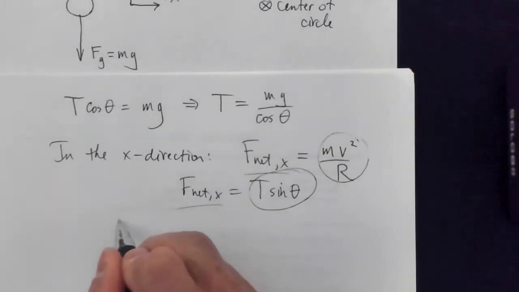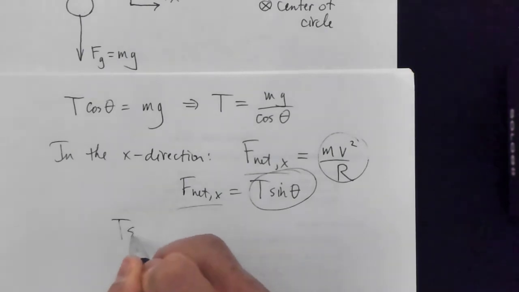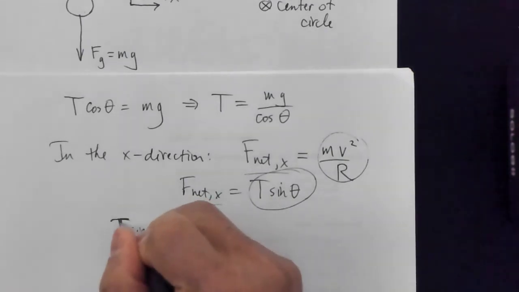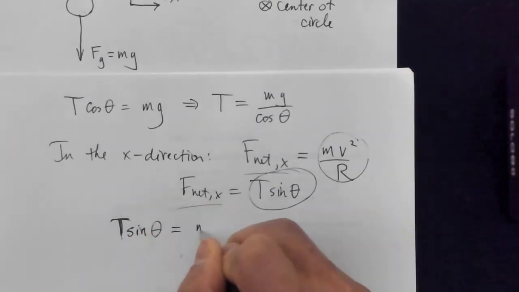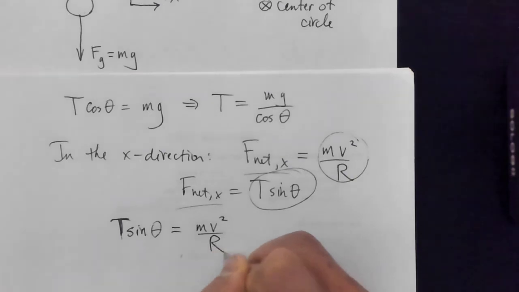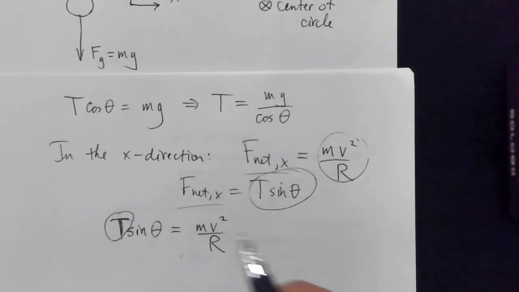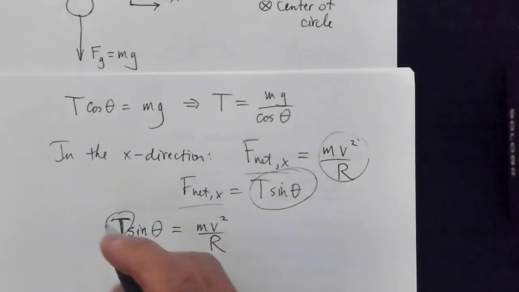So we get T sine theta is equal to mv squared over r. But we had a formula for T. What did we have before? We found before, from the y direction, it was mg over cosine theta.